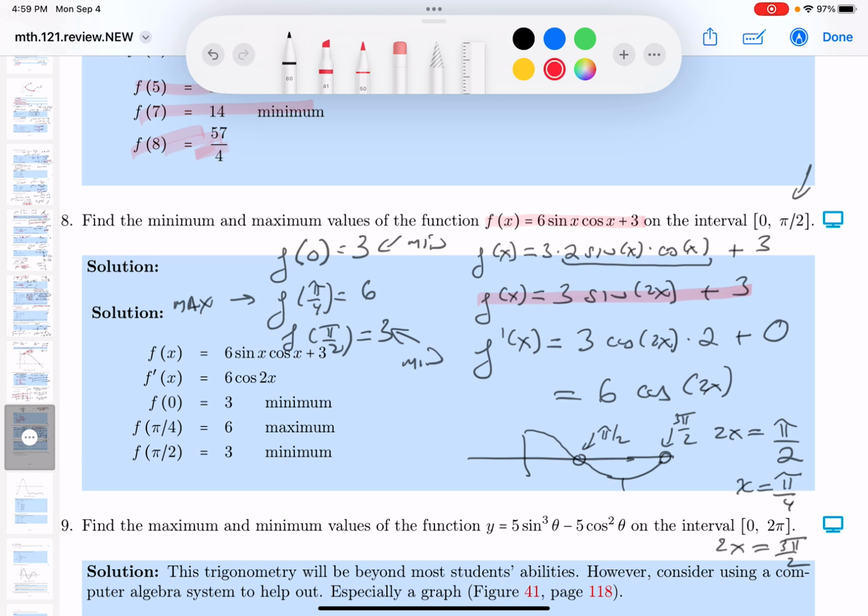All right, let's look at the check. A couple things I want to look at. Did I get the correct derivative? Don't worry about the 0 there. Yes, I did, because 3 times 2 is 6, cosine of 2x. I said the minimum occurs at 0, it's 3, and the minimum occurred at pi over 2, and that's equal to 3. The maximum occurred at pi over 4, and it's equal to 6.